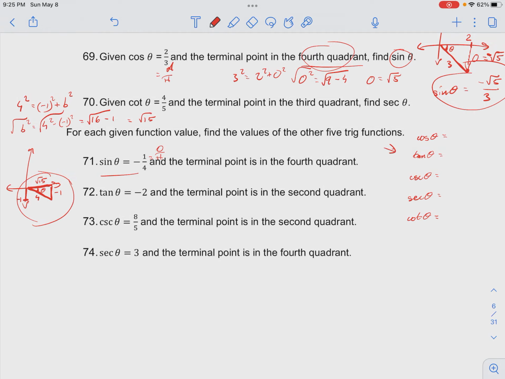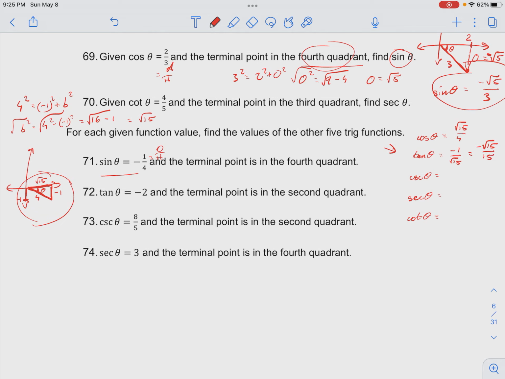So cosine theta is going to be adjacent over hypotenuse, which is square root of 15/4. Tangent of theta is going to be opposite over adjacent, which is negative 1 over square root of 15. Rationalizing that is going to be negative square root of 15/15.